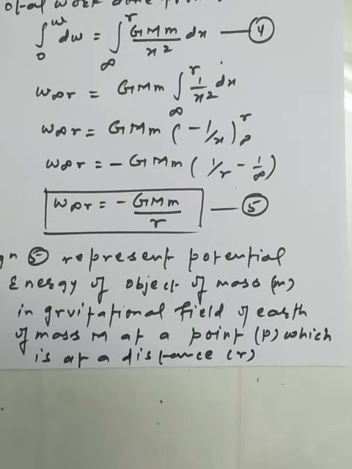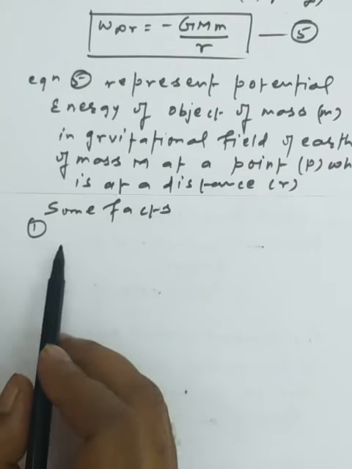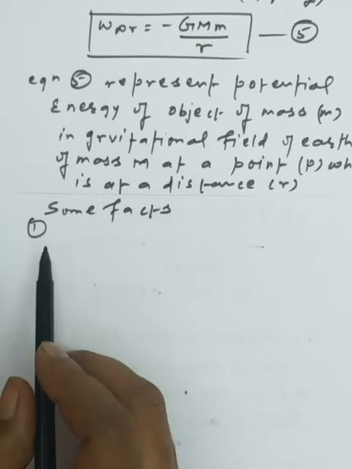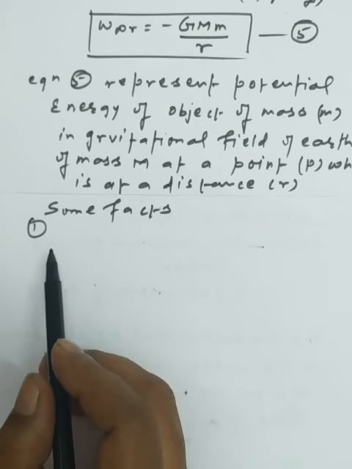So this is the kind of formula we have for an object due to its position inside the gravitational field. Now what are the basic assumptions and facts we can discuss from this formula? So we will utilize them. Now in this formula we are just getting the negative sign. So what is the relevance of the negative sign?